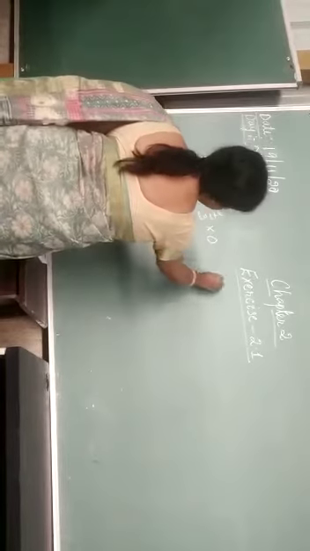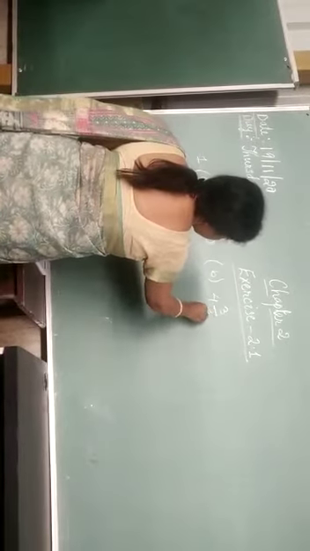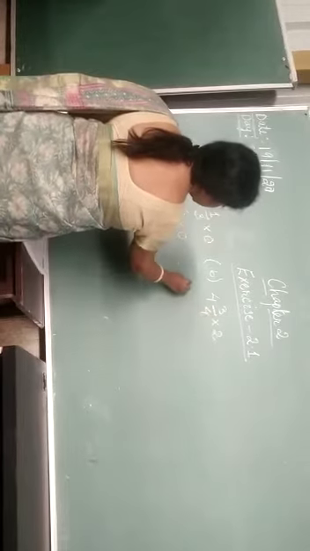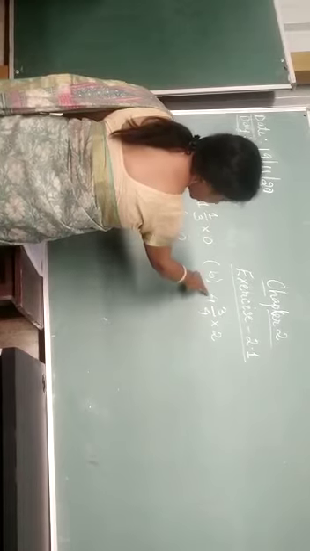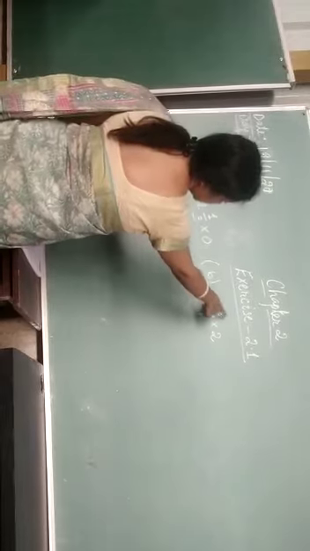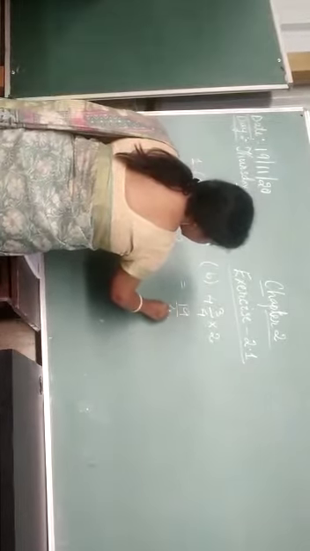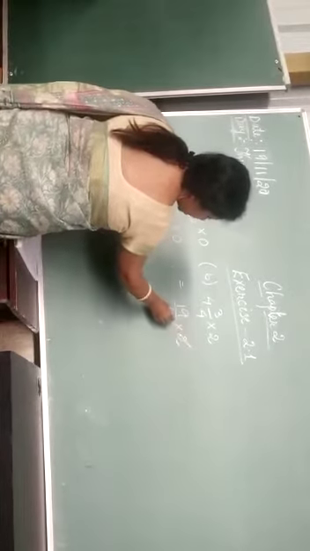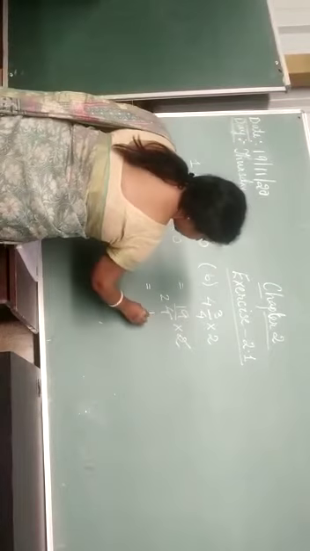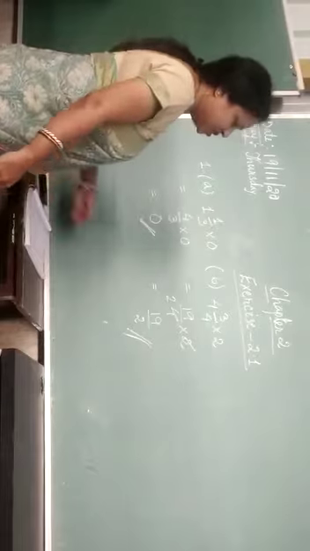Next, number B. Number B is 4 3 by 4 into 2. So we will convert this mixed fraction into regular fraction. So 4 4s are 16, 16 plus 3 is 19. 19 by 4 into 2. So now we will simplify it. We will cancel: 2 2s are 4. So how much we got the answer? Our answer is 19 by 2. We can also convert it into mixed fraction.